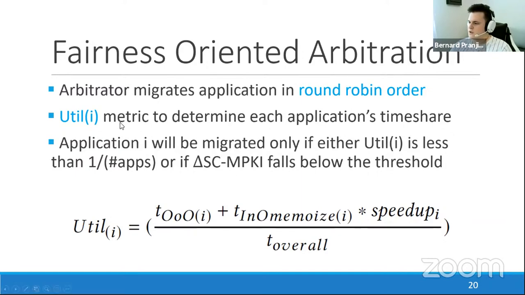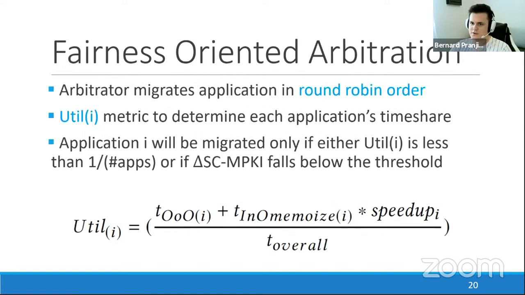So there is the metric Util I. So application I will be migrated only if its metric is less than 1 divided by the total amount of apps, or if the cache misses fall below the threshold. So this ensures that if we have 10 applications, no application will run for more than 10% of the time, but it will run less if it's not necessary.